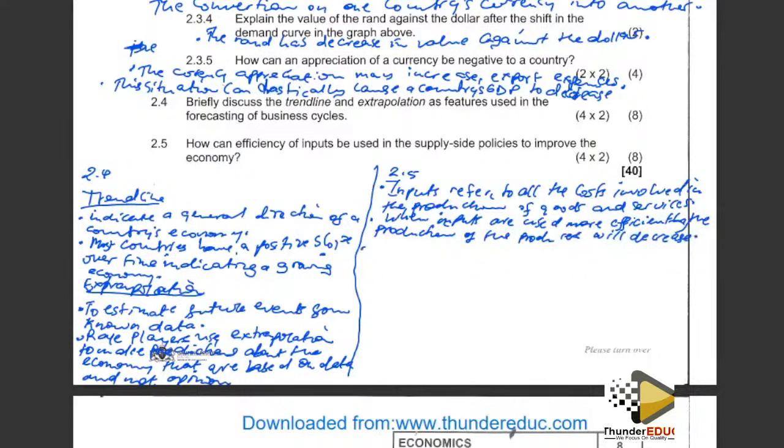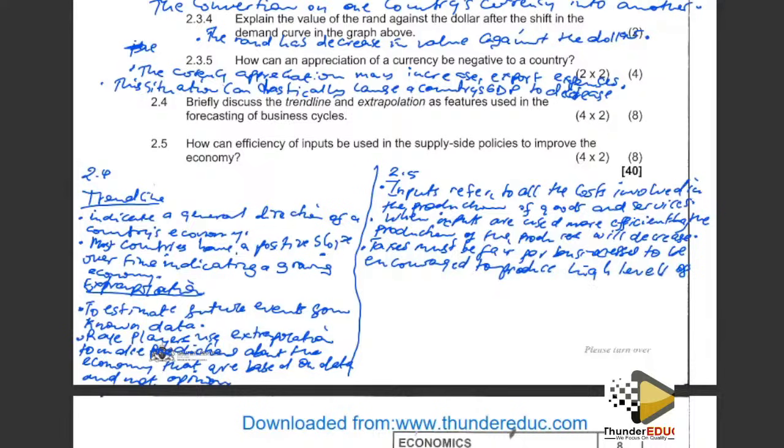Oh, you're right, grade 12. So now also we're saying that taxes must be fair for businesses, and businesses should be encouraged to produce higher levels of production.